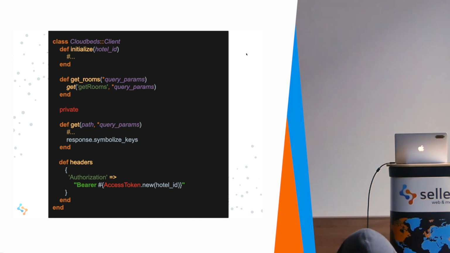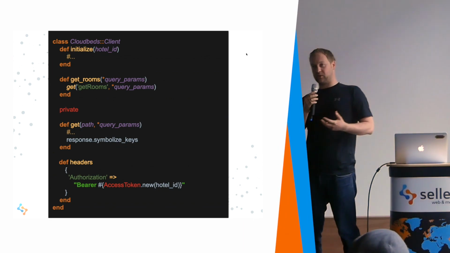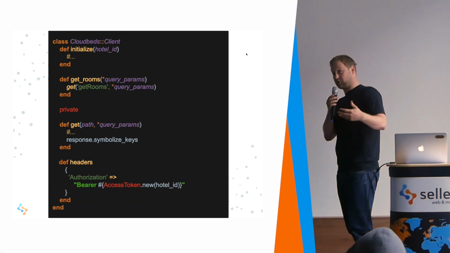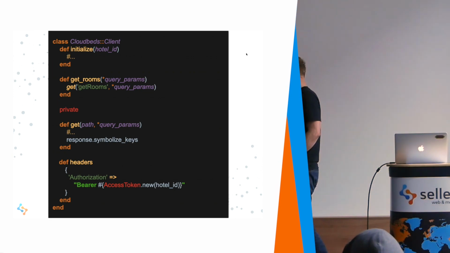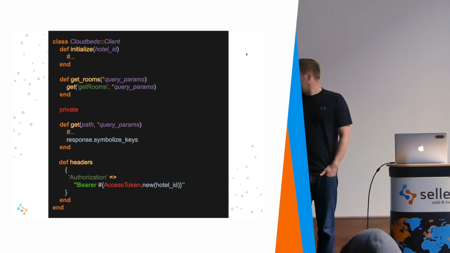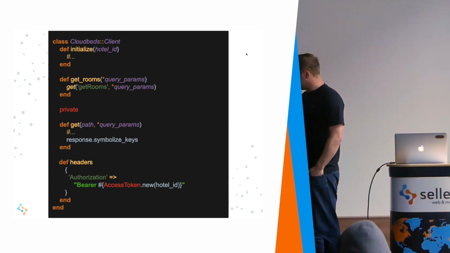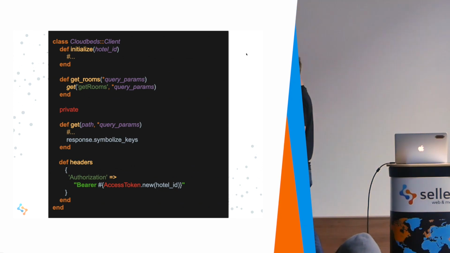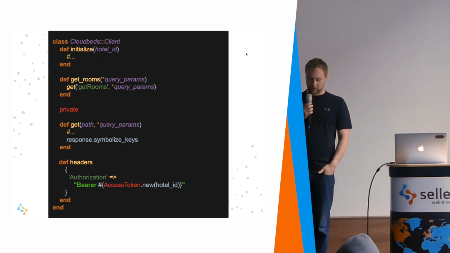In the get method, that's in its private interface, we see the symbolized keys. The symbolized keys basically takes the result of a response, maybe a JSON-originated hash, and then instead of providing hash keys as strings, it transforms them into symbols. And at the bottom of this file, we can see this headers method, and it seems that there is some concept of access token that we should generate for a hotel ID that is provided in a constructor of this class.